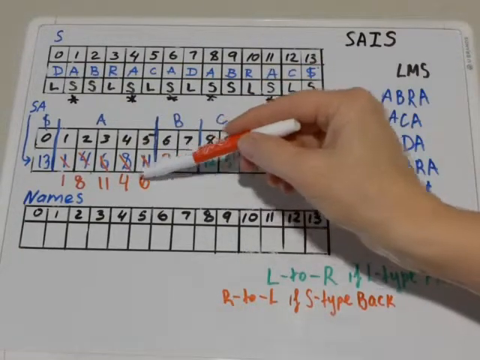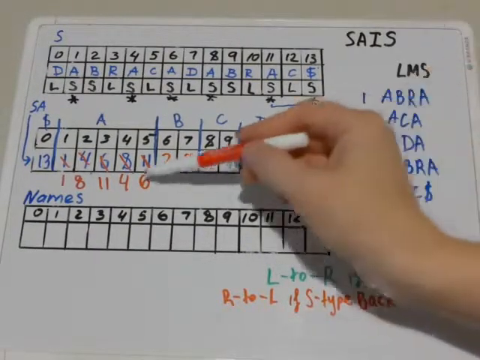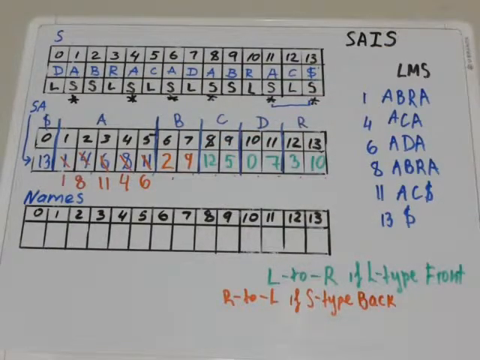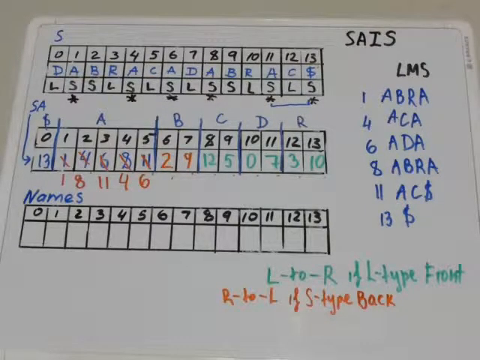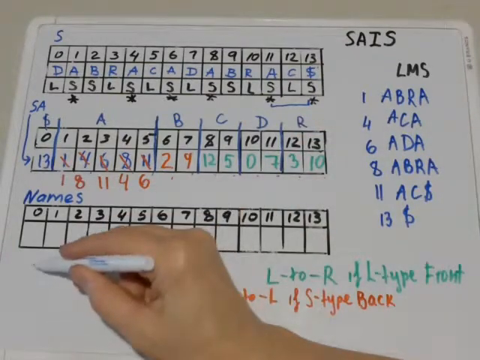And let's compare 4 and 6. 4 is ACA and 6 is ADA. ADA is greater than ACA, so it is stored after LMS at position 4. So these two steps sort alphabetically LMS substrings, and that's what we need to collapse the original string S into a new string, which we're going to call T1, and this string will be shorter.